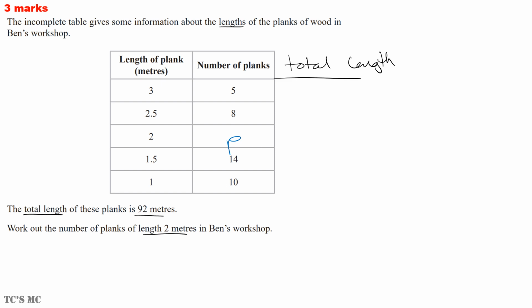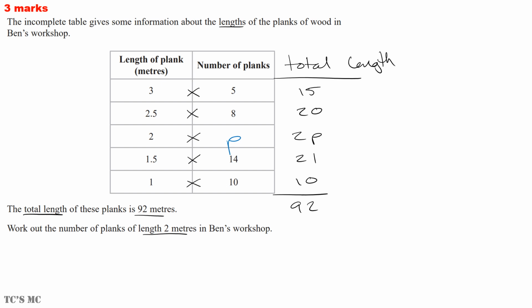To work out the total of his 5 3-meter planks, we need to multiply, and we get 15. To work out the total of his 8 2.5-meter planks, again we need to multiply, and we get 20. To work out the total length of his 2-meter planks, we need to multiply, and we get 2p. The total of his 1.5-meter planks, we need to multiply, and we get 21. And lastly, the total of his 1-meter planks, we need to multiply, and we get 10. We know that overall the total is 92, and now we have 1 mark.